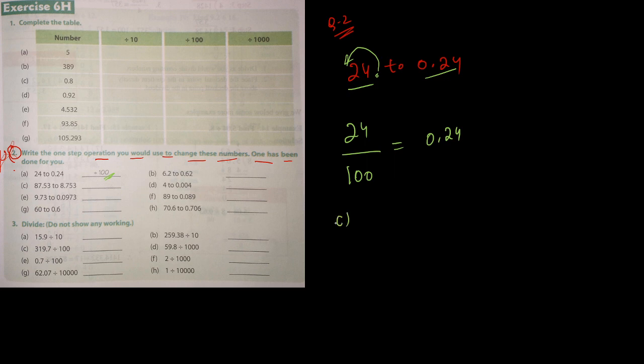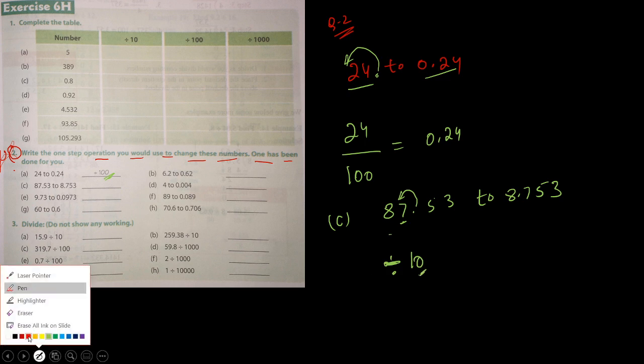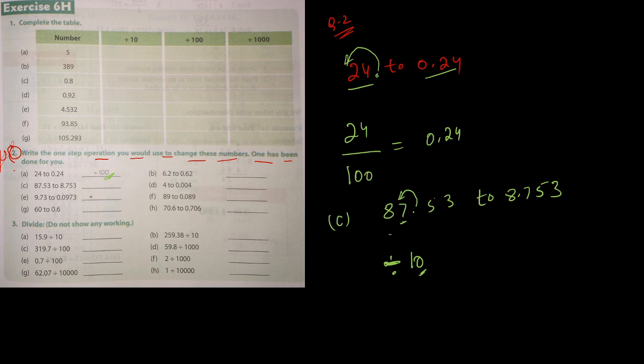Now let me tell you C part. 87.53 to 8.753. So this decimal is shifting only 1 digit. So it means we are dividing it by 10. Means only 10. So you have to write here divided by 10. Fine.